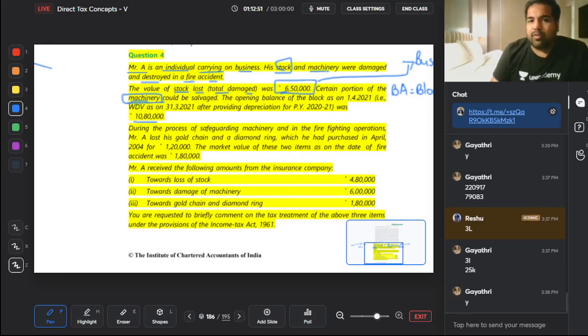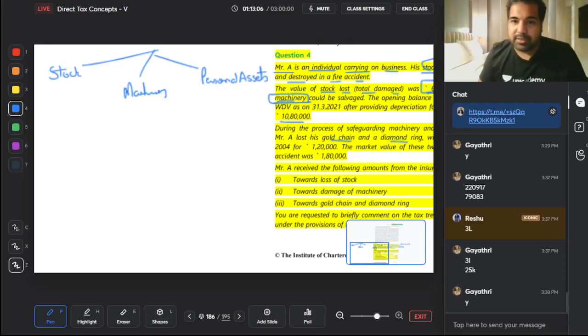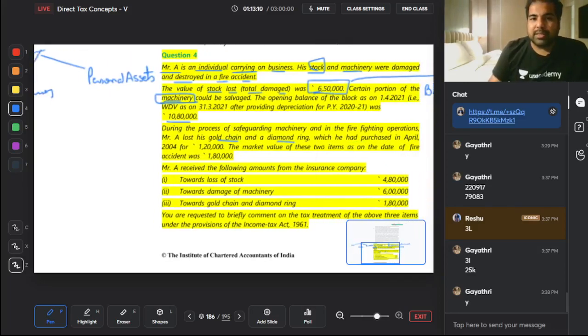during the process of safeguarding the machinery and in the firefighting operation, Mr. A lost his gold chain and a diamond ring which he had purchased. So this is his personal asset. Yes, this is his personal asset. But are personal assets in the definition of assets? Yes, it is. So his jewelry, diamond ring and gold chain are also assets. Yes. The market value of these two items as on the date of fire was 1,80,000.